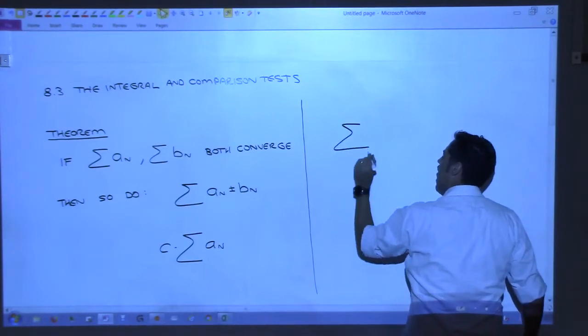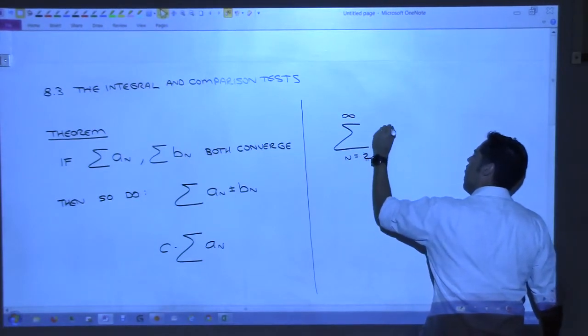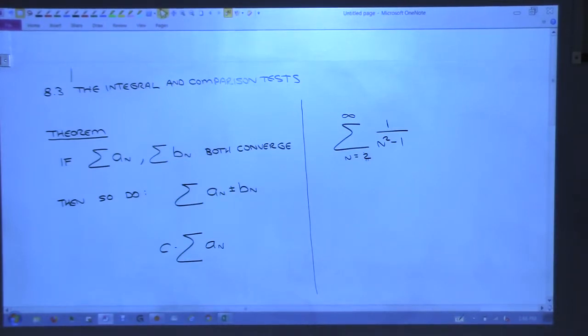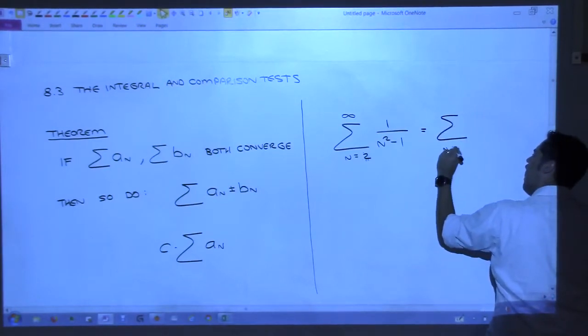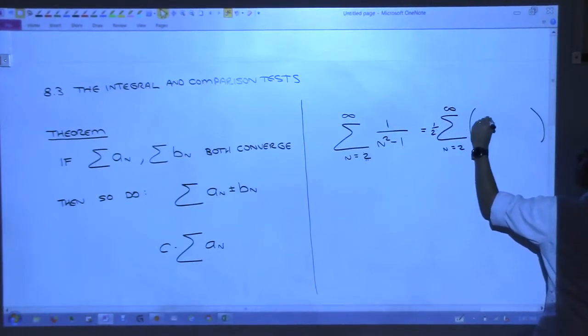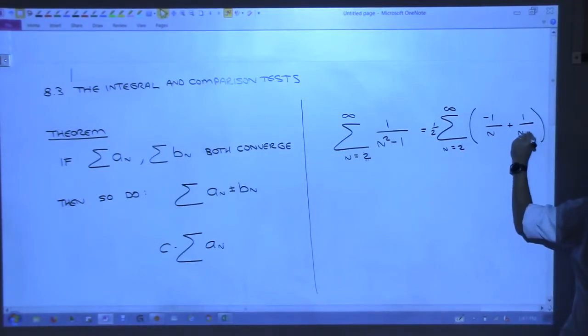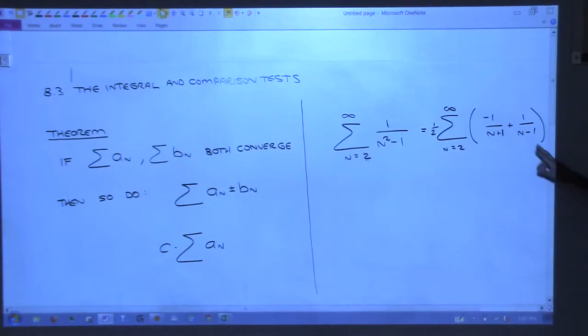You see this problem that we did a second ago? I think it was 3 or 2. Maybe it was 2. This one, 1 over n squared minus 1. Did that converge to 3/4? But when we rewrote this, didn't we break it up, like there was a 1/2 out there, right? But it was like negative 1 over n plus 1 over n minus 1, wasn't it that? Oh, this one was plus 1? Okay. And that one was n minus 1. Yeah, okay, so that's what we had, right?